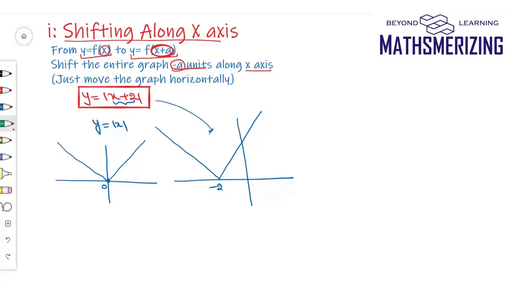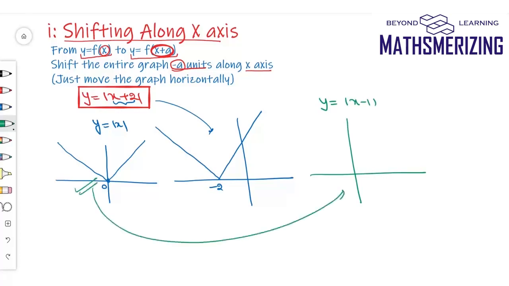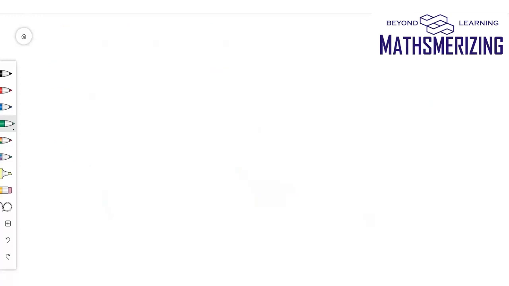Now say for example, I have to draw the graph of y equals mod of x minus 1. So now again, I'll take the graph of mod x and then I'll shift the entire graph plus 1 units along x-axis. Suppose I need to draw the graph of y equals 2(x minus 3) whole square.